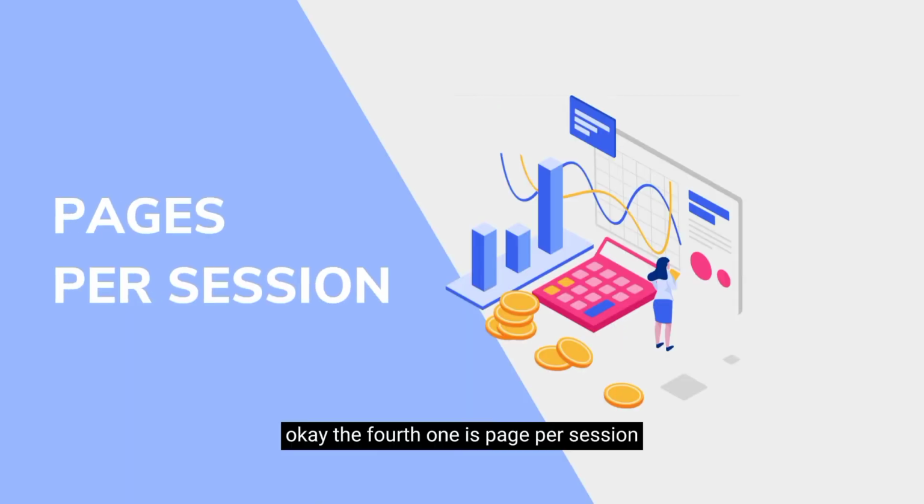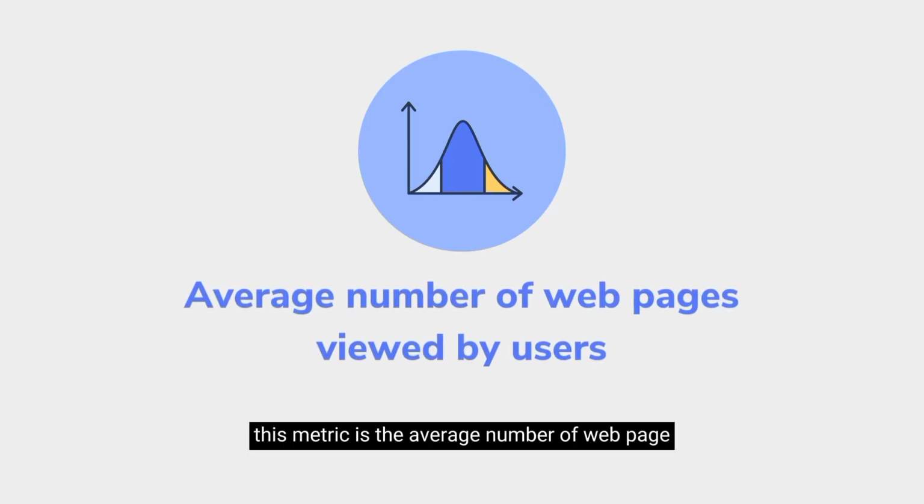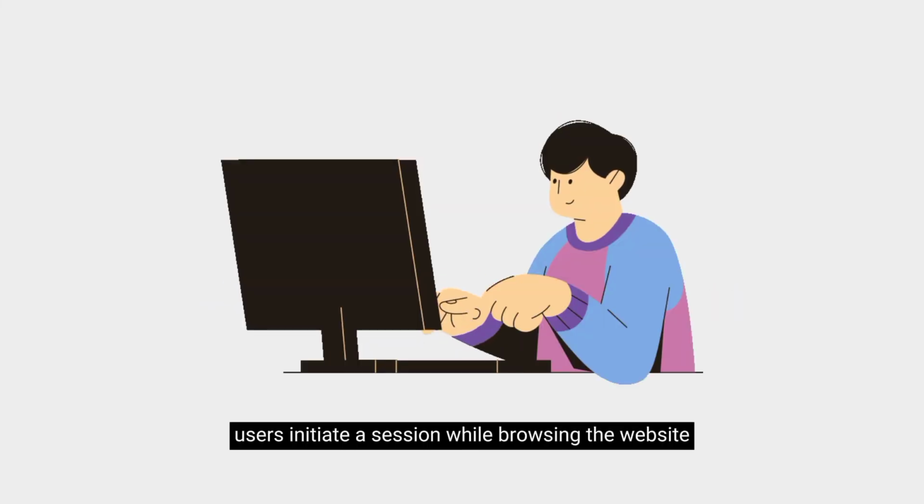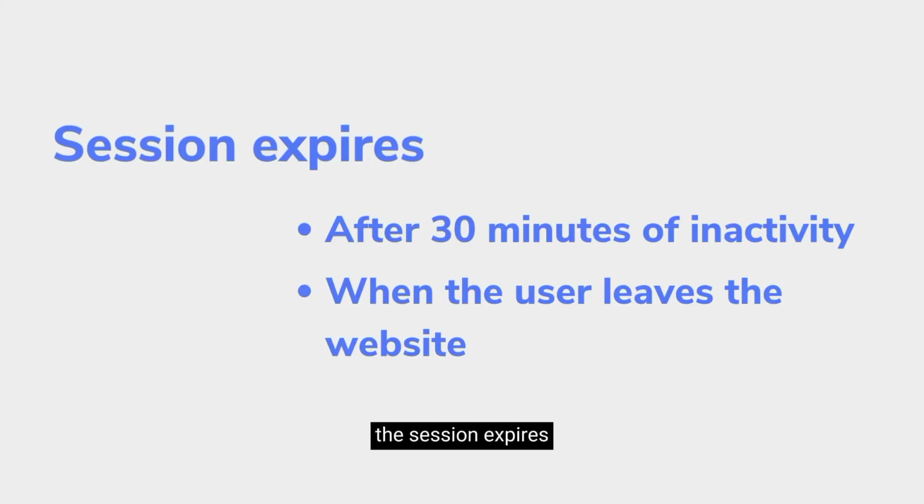Okay, the fourth one is pages per session, also known as page views per session. This metric is the average number of web page views by users during a given session. Users initiate a session while browsing the website. The session expires after 30 minutes of inactivity or when the users leave the website.